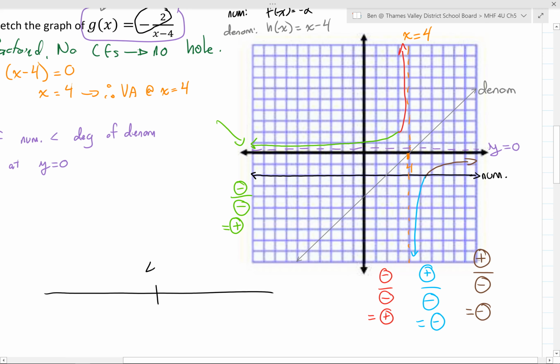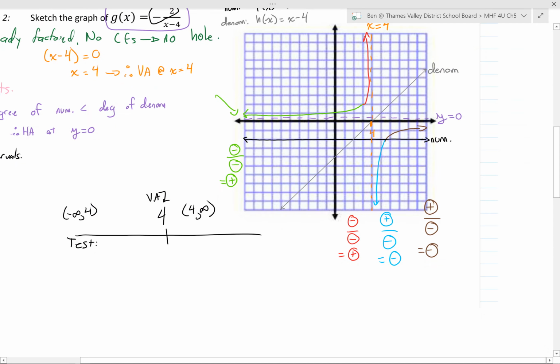In this case, there is only one vertical asymptote, so we could test right here. We could test a value less than 4 in the interval from negative infinity to positive 4, and then test another one from positive 4 to positive infinity, and we know that there's a vertical asymptote here from our work up above, right? So it would be pretty straightforward. You should be able to handle that.